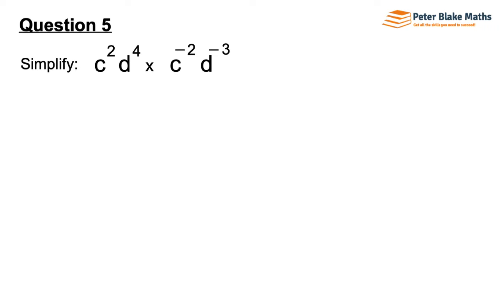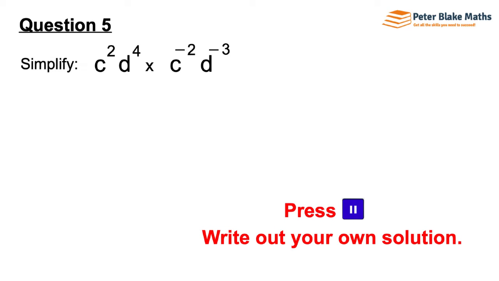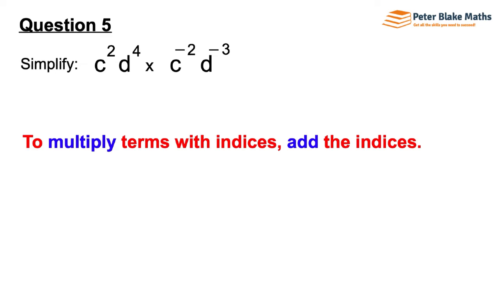Question 5. Simplify c squared d to the power of 4 times c to the minus 2 d to the minus 3. To multiply terms with indices, we add the indices. So for the c, if we add the indices that c has there, we're adding 2 and minus 2, which cancels each other out and has 0 really. So we get c to the 0. And with our d's, we have d to the 4 and d to the minus 3. If we add them together, we just get d to the 1.